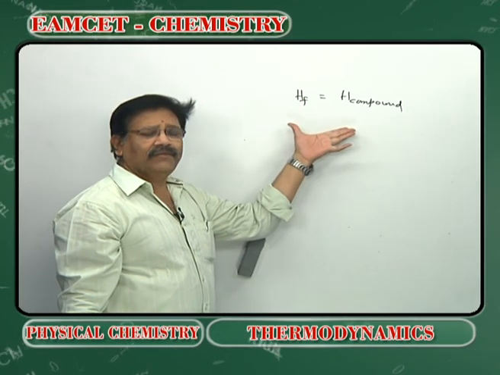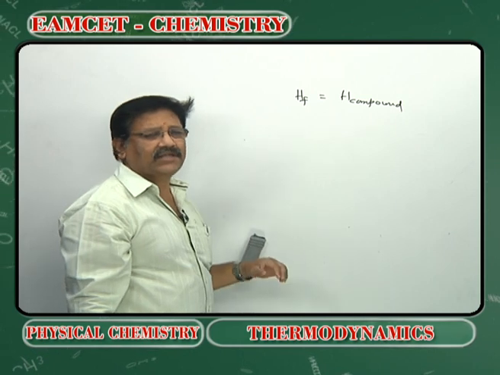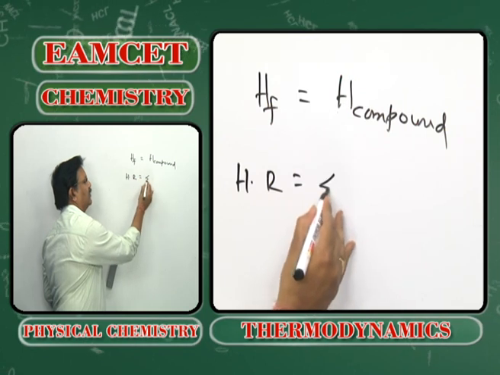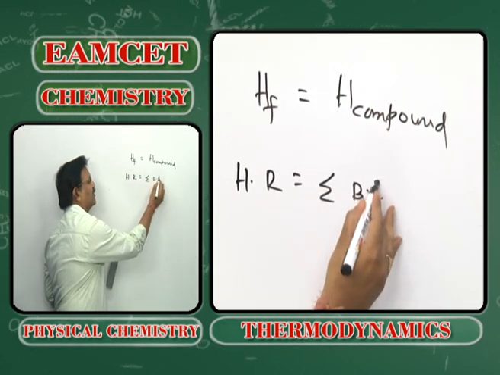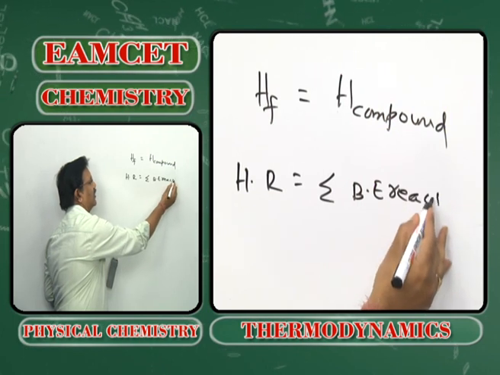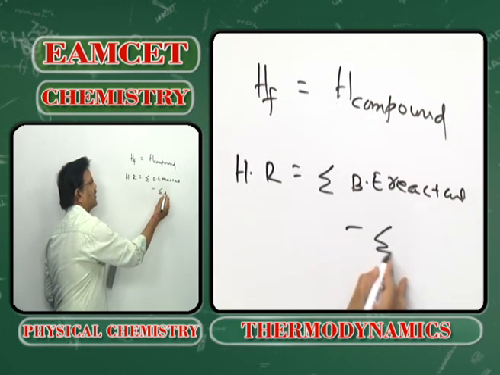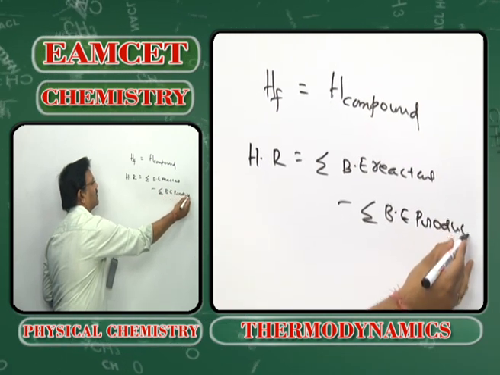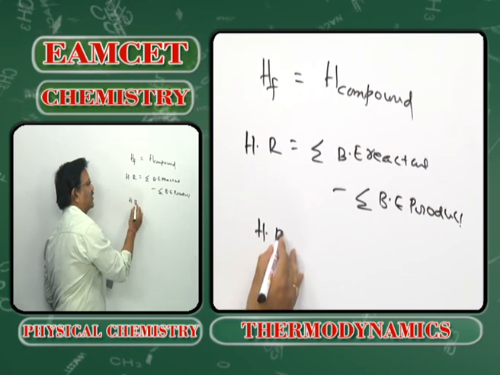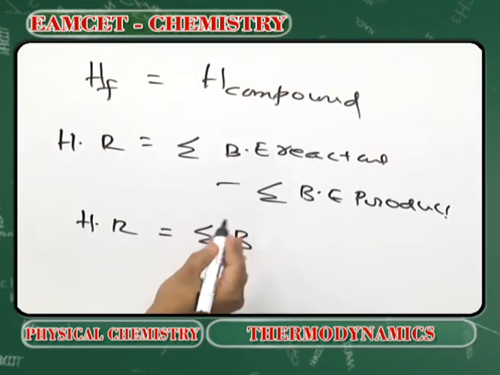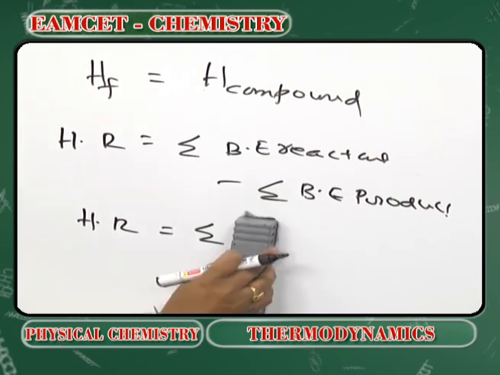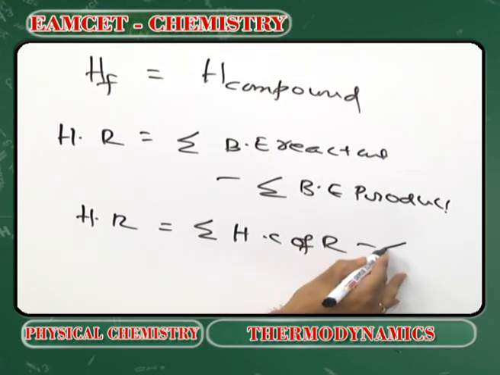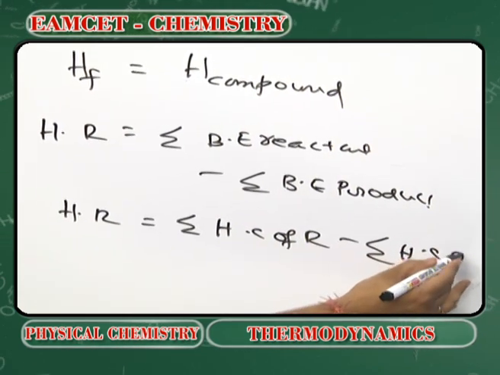Now when bond energies are given, what will be the heat of the reaction? Heat of the reaction will be equal to the sum of bond energies of the reactants minus the sum of bond energies of the products. When heat of combustion values are given, how do you write the heat of the reaction? Sum of the heat of combustion values of reactants minus heat of combustion values of the products.